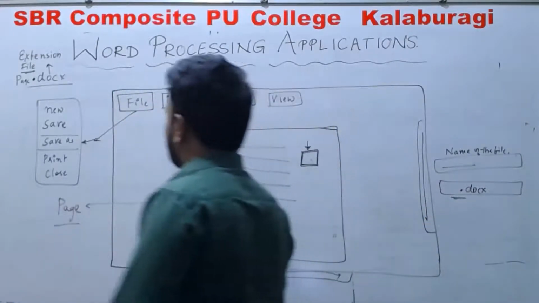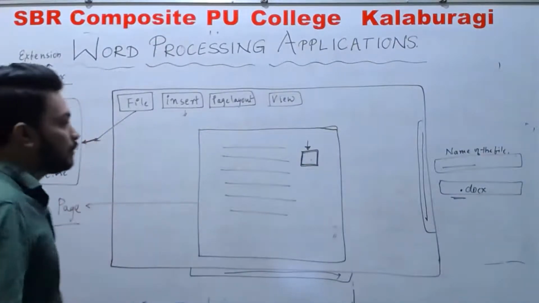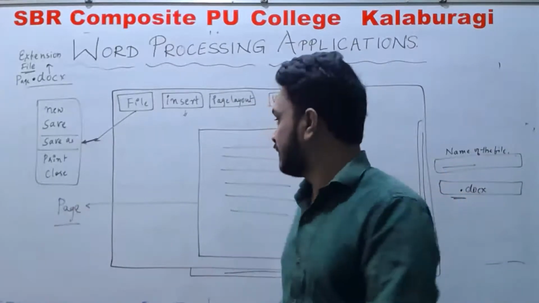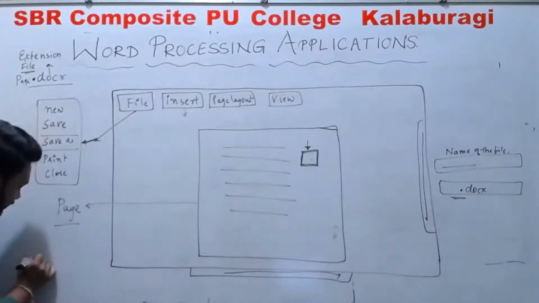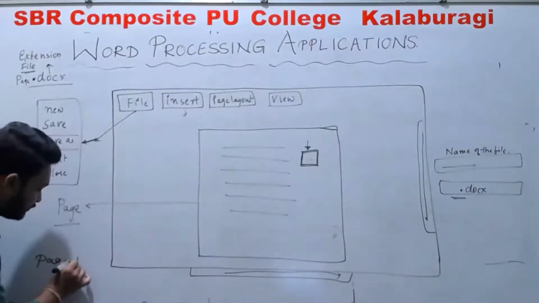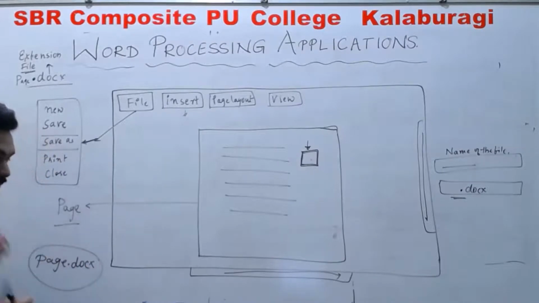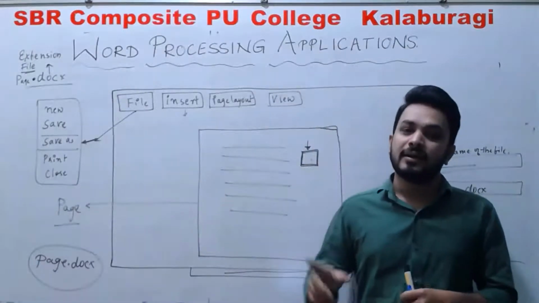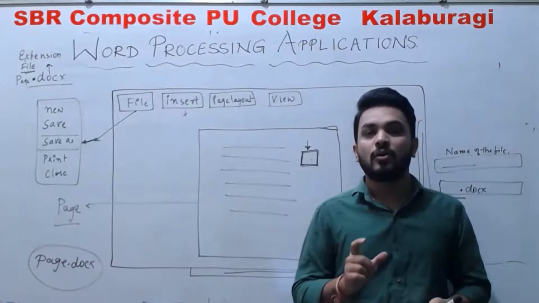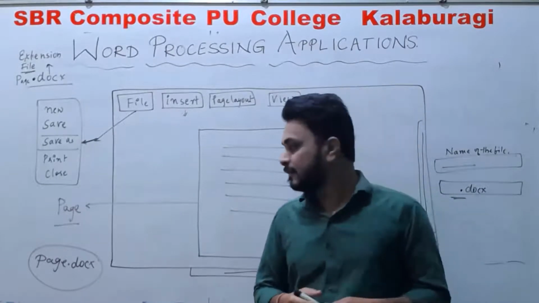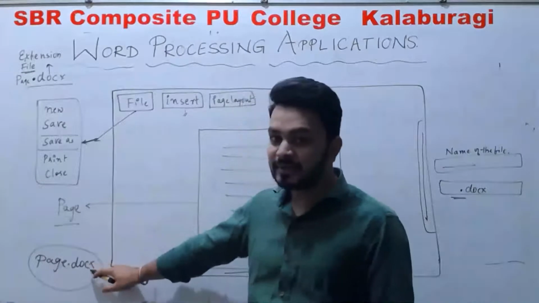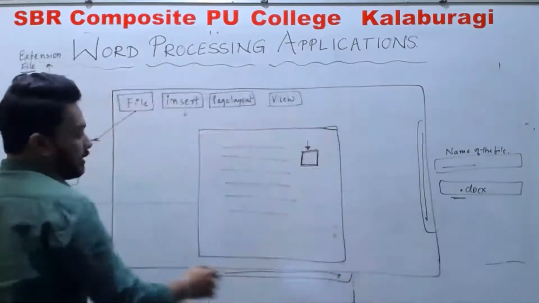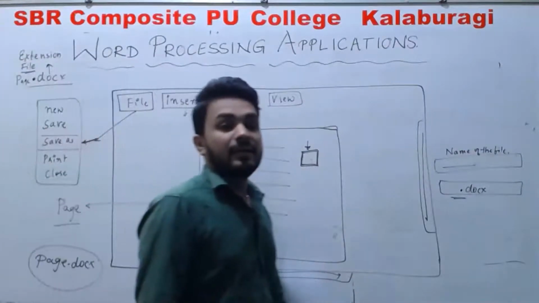So after saving here, if you want to open the file, then go to the name of the file with the .docx. If you have created or saved as page.docx, then you are closing all this application, and some other day you want to open that particular file, just go to the page.docx, double click on it, then again you will see all these pages which you created in your program.